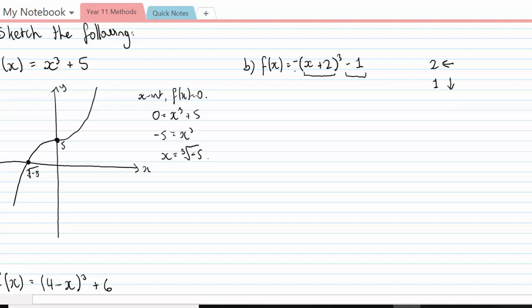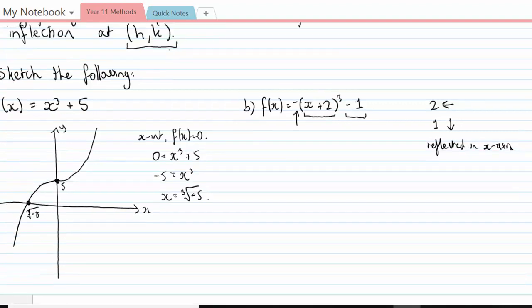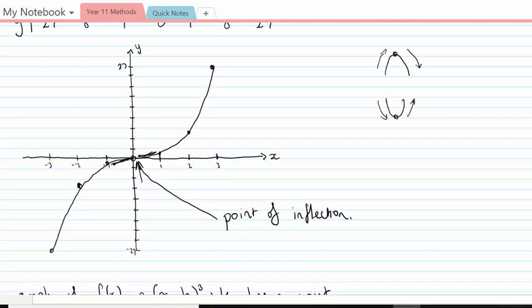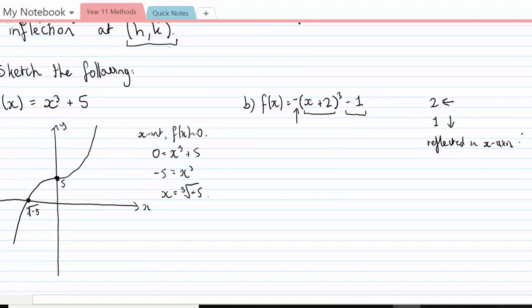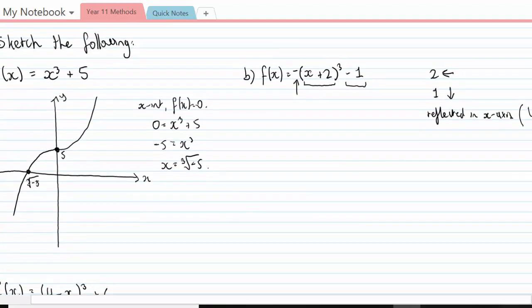We also have this negative out the front here. When we put the negative out the front of something, it reflects the graph in the x-axis. If we reflect this graph here in the x-axis, it just turns the graph upside down. And so I know that the shape of this is going to be like that. And now I can sketch it.